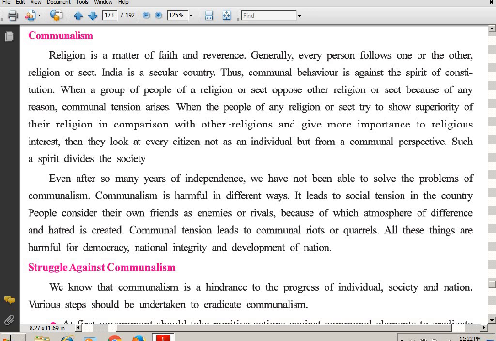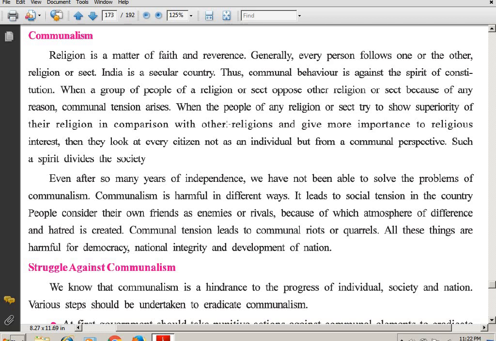Even after so many years of independence, we have not been able to solve the problems of communalism. Communalism is harmful in different ways. It leads to social tension in the country. People consider their own faith as superior and others as enemies or rivals, because of which an atmosphere of difference and hatred is created. Communal tension leads to communal riots and quarrels. All these things are harmful for democracy, national integrity, and development of the nation.